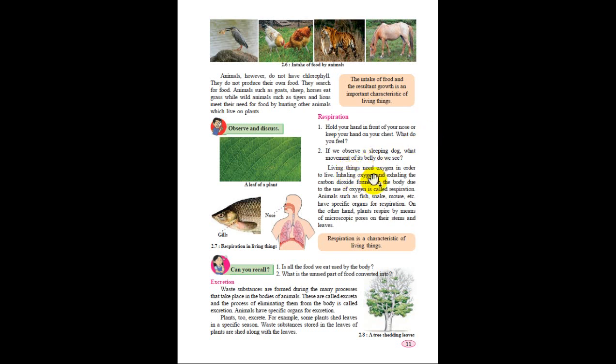Now, living things need oxygen in order to live. From childhood we know that the most important thing for us is oxygen. We inhale oxygen, not carbon dioxide. Inhaling oxygen and exhaling the carbon dioxide formed in the body due to the use of oxygen is called respiration. So what is respiration? Respiration is inhaling oxygen and exhaling the carbon dioxide formed in the body due to the use of oxygen.